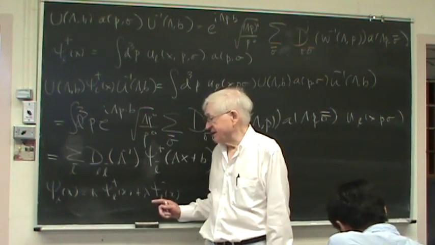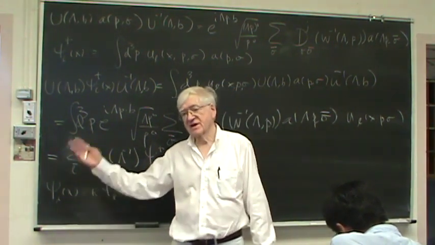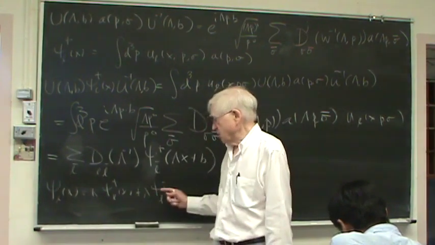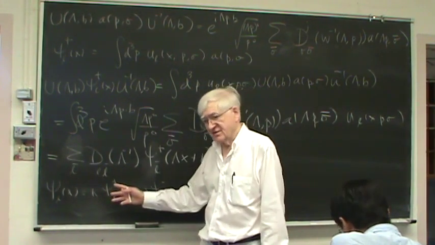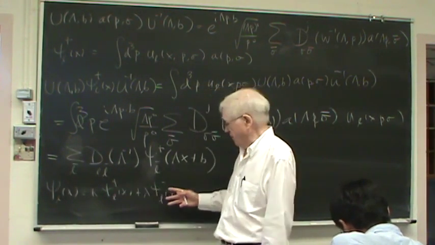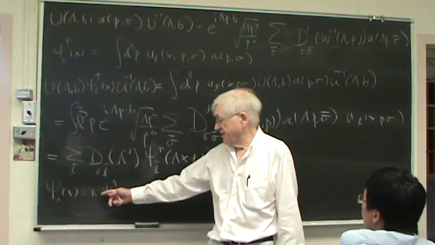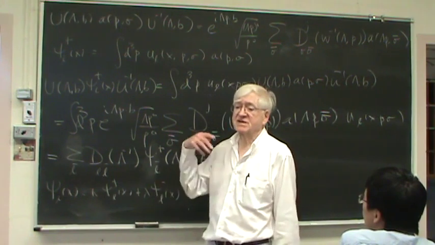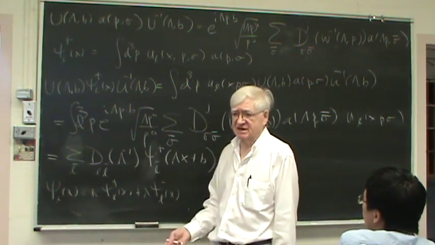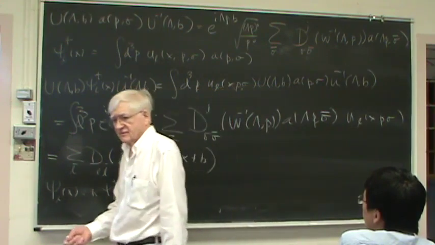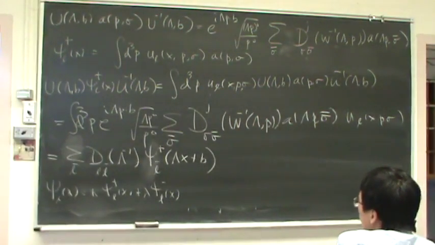So in order to get a field that either commutes or anti-commutes with itself at space-like separations, you have to add the field that's linear in the annihilation operators to the field that's linear in creation operators with the right factors so that you get something that commutes or anti-commutes at space-like separations. And that's awkward because it makes physics much more complicated than necessary.